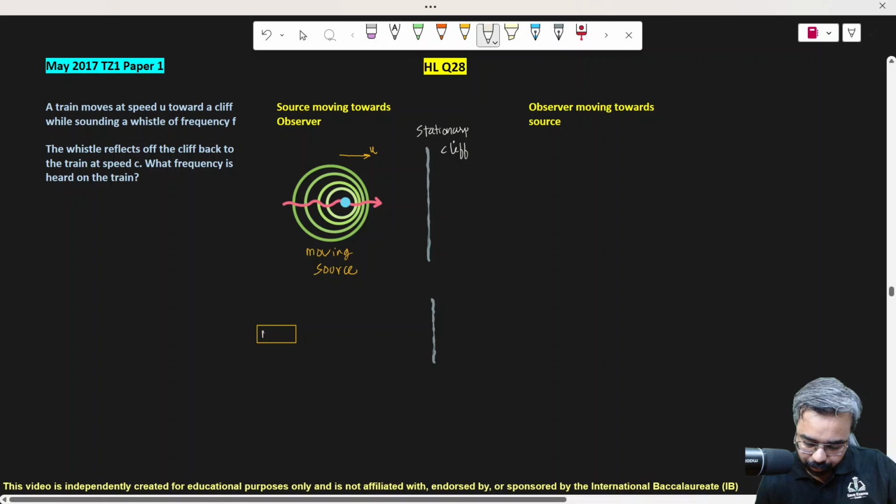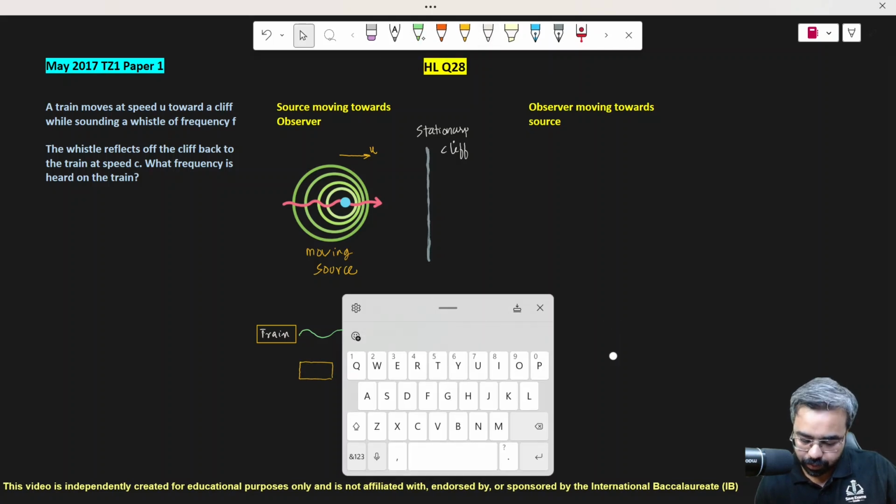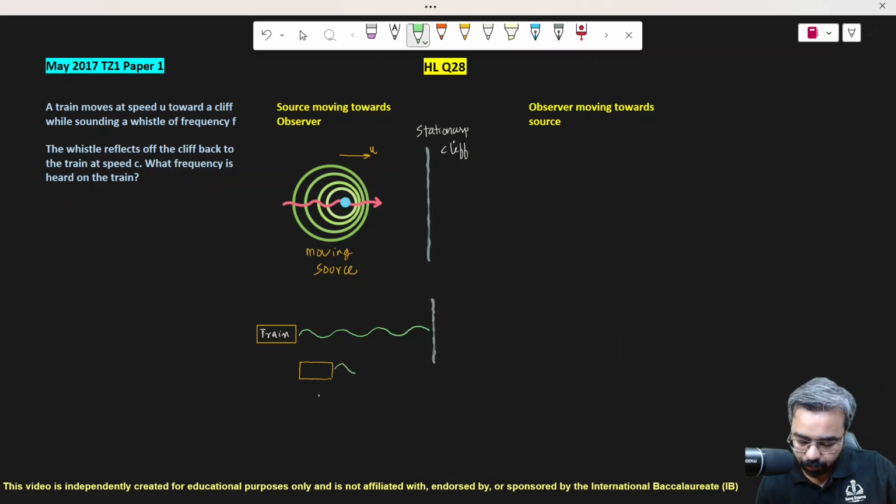So if this is a train that is moving towards a cliff, and just suppose that this is a wave that is sent by the train, and this is a wave that is going to hit the cliff. I'm going to show you the next position of the train, and you will see that there will be a Doppler shift in this wave. And that's why there will be a change in frequency that we are going to calculate very soon. So you see that the wave is compressed because the train is moving with a constant speed towards it.